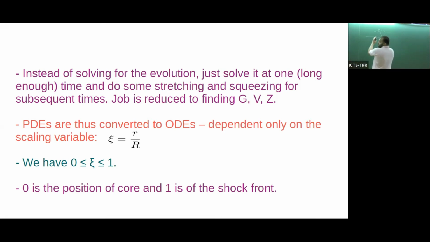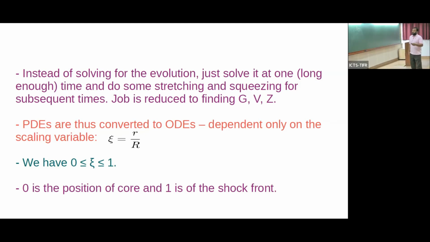Once you find the scaling solution, all you need to do is stretch and compress, and we do all kinds of things topology allows us to do. So we do some kind of stretching and squeezing, and that gives us the solution at subsequent times. So our job is, once you find the scaling solution, everything else is straightforward. That is how I'm saying that the PDEs are thus converted to ODEs.